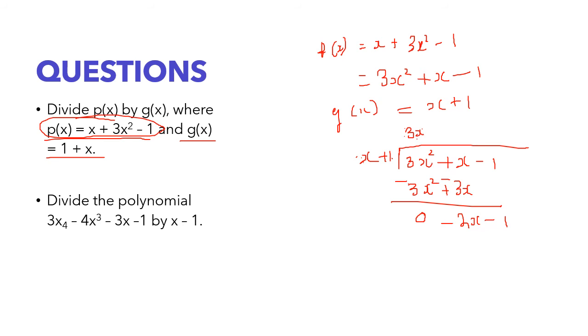With what should I multiply x to get minus 2x? It is minus 2, right? So x into minus 2 is minus 2x, and then plus 1 into minus 2 is minus 2. Again, I'll alter the signs because they are getting subtracted. So minus 2x plus 2x becomes 0. Minus 1 plus 2 becomes plus 1. So the remainder is 1. The quotient is 3x minus 2.